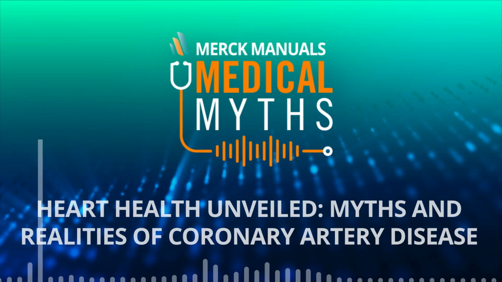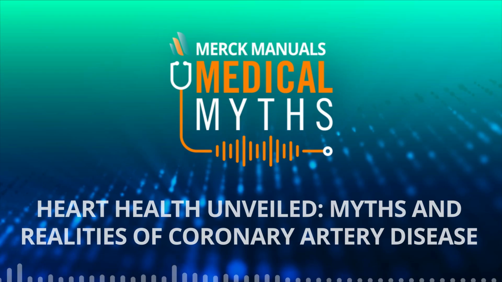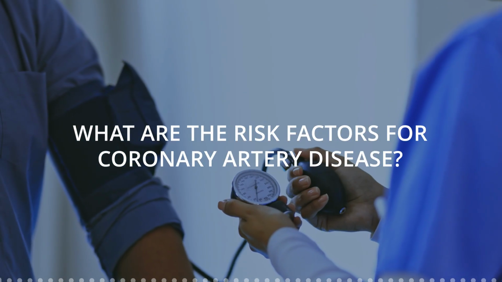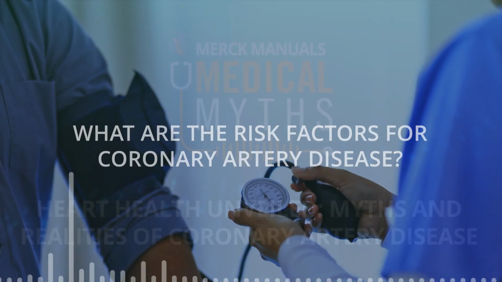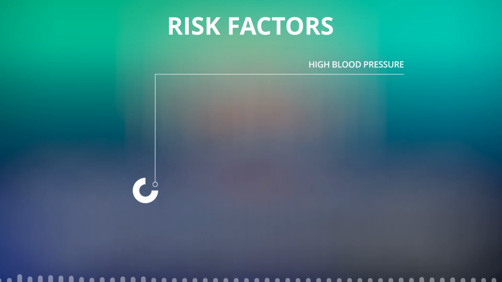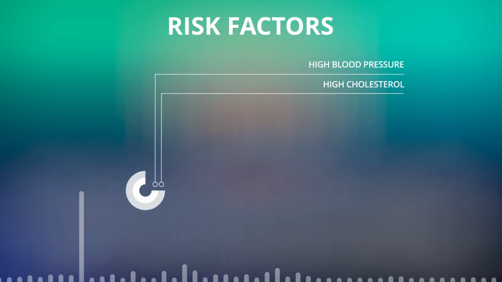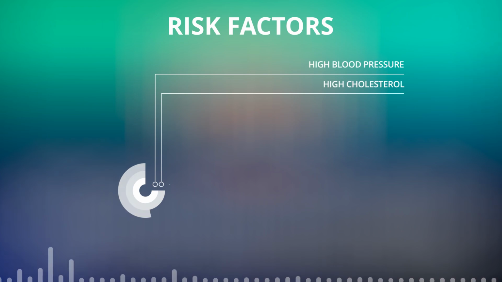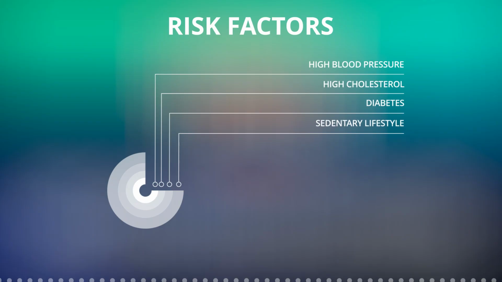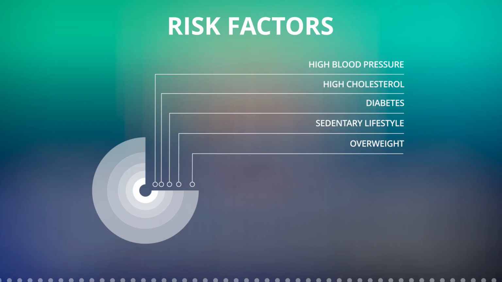Understood. Now, let's say you go to the doctors and the doctor finds that you have higher blood pressure. Does that mean you'll get coronary artery disease? We know that there are risk factors for coronary artery disease. I like to think about the risk factors in a pie chart. So one portion of the pie is hypertension, so high blood pressure. Another portion of the pie is high cholesterol. Another portion of the pie is having diabetes. Another portion of the pie is having a sedentary lifestyle. Another one is being overweight.